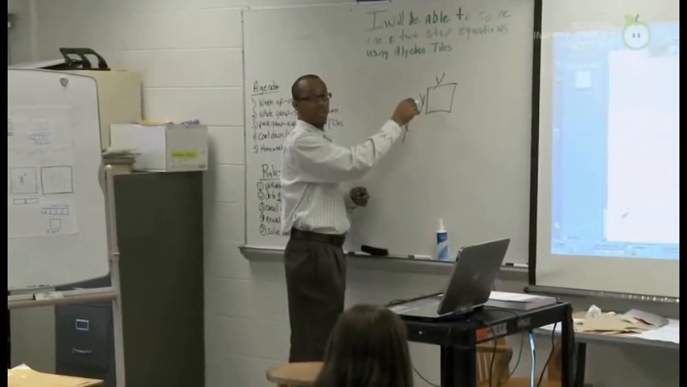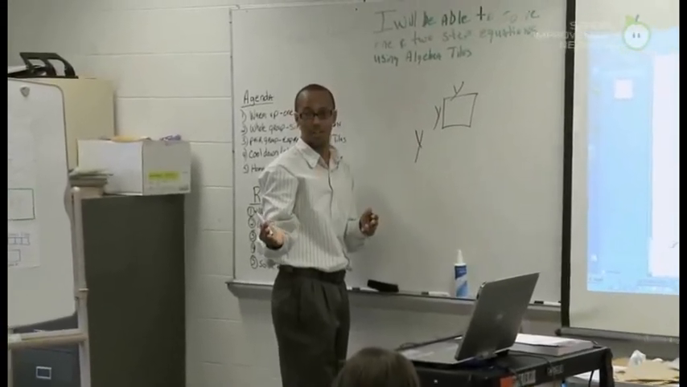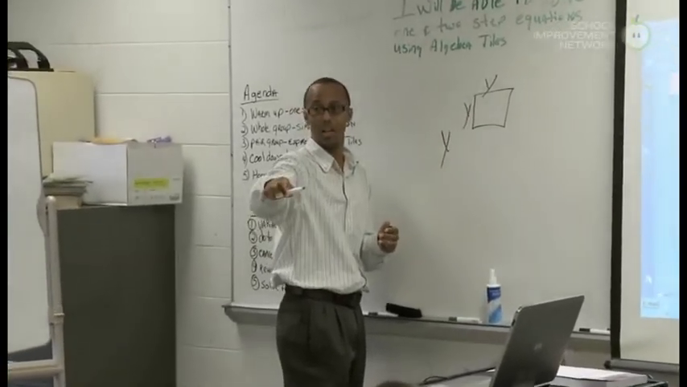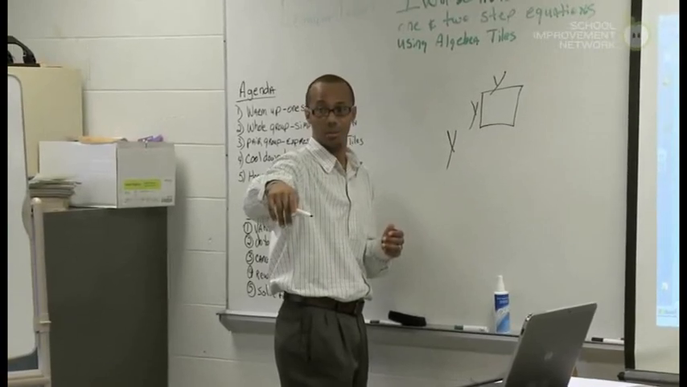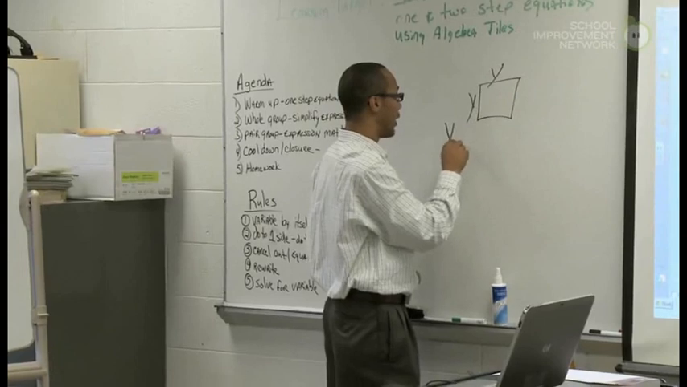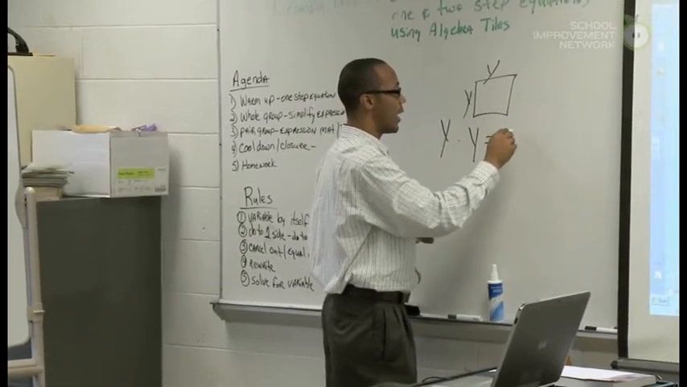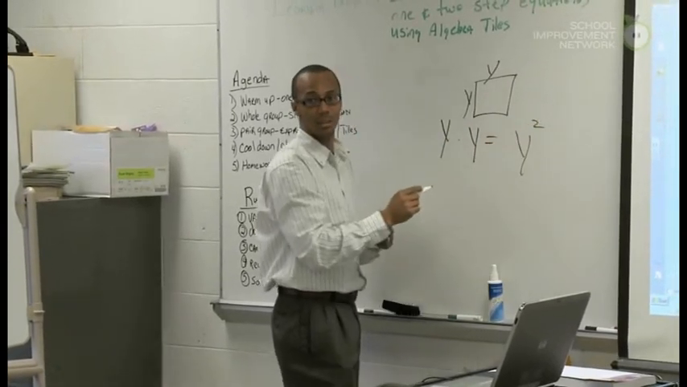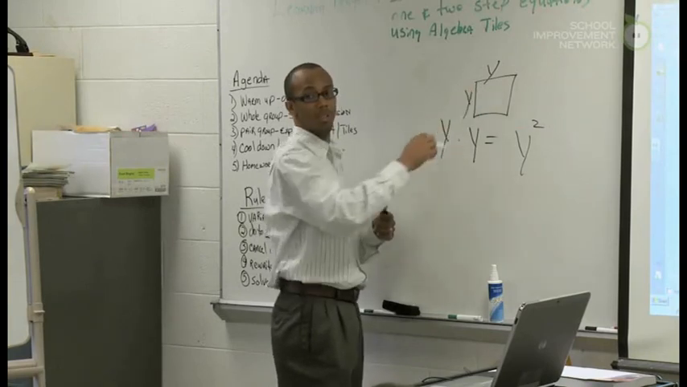So you know how we've been finding the area? How do you find the area? Multiply the sides. Multiply the sides, right, good. So length times width, right? So then basically this is y times y. Y times y is y squared. Okay, so that's why this tile piece is y squared.